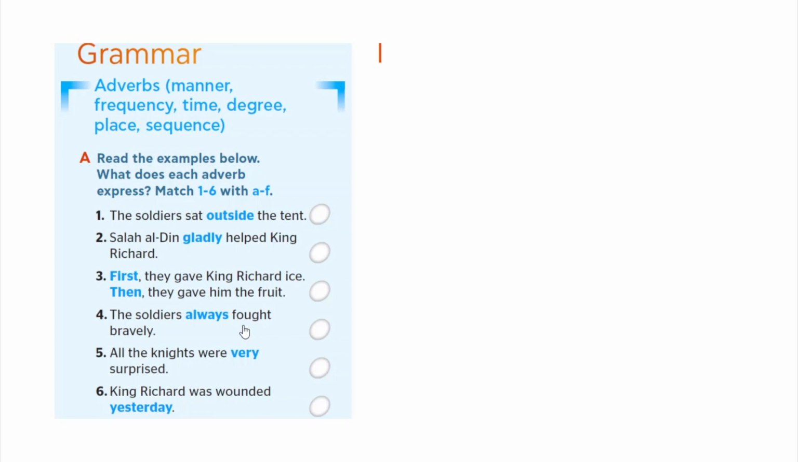We've just had a nice idea about the difference between the adjective and an adverb. Okay, so there are certain adverbs of manner, frequency, time, and degree. You're already acquainted with the difference between these types of adverbs according to the video that you've just listened to. Okay, now I want you to read the example. The example is below. What does each of the adverbs express? Match them from 1 to 6 with A to F.